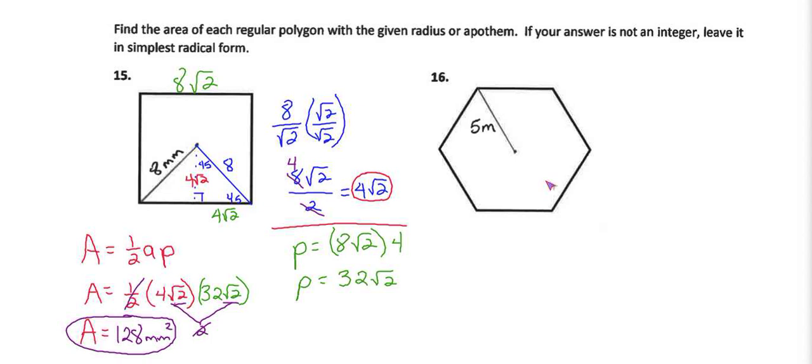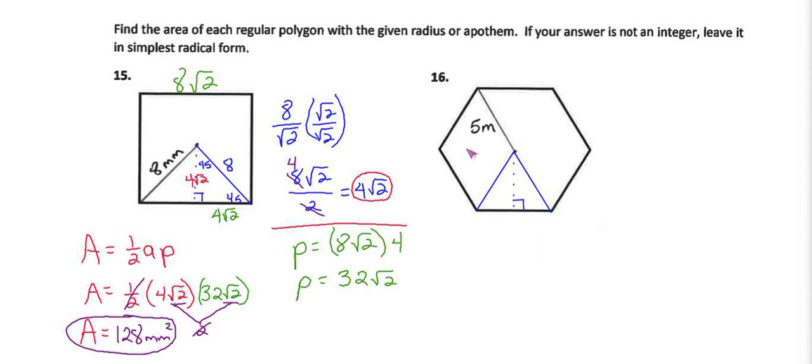Now, next, number 16 is a regular hexagon, and the radius is given to be 5 meters. So, first thing I'm going to do is draw in my special triangles. I know these are all little regular triangles. I'm going to drop in the apothem here, and I'm going to label my angles. Remember, again, the apothem is perpendicular. So I'm going to draw that to be perpendicular.